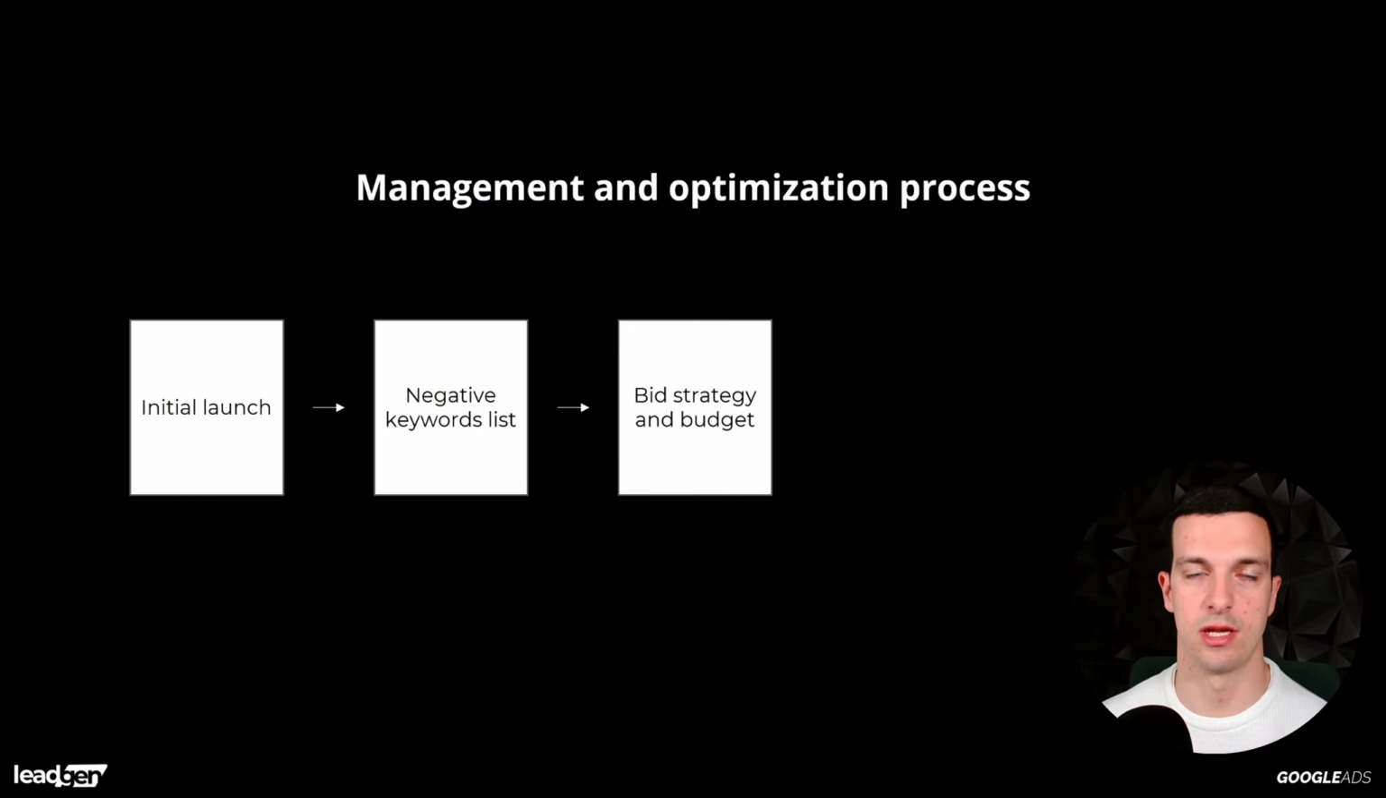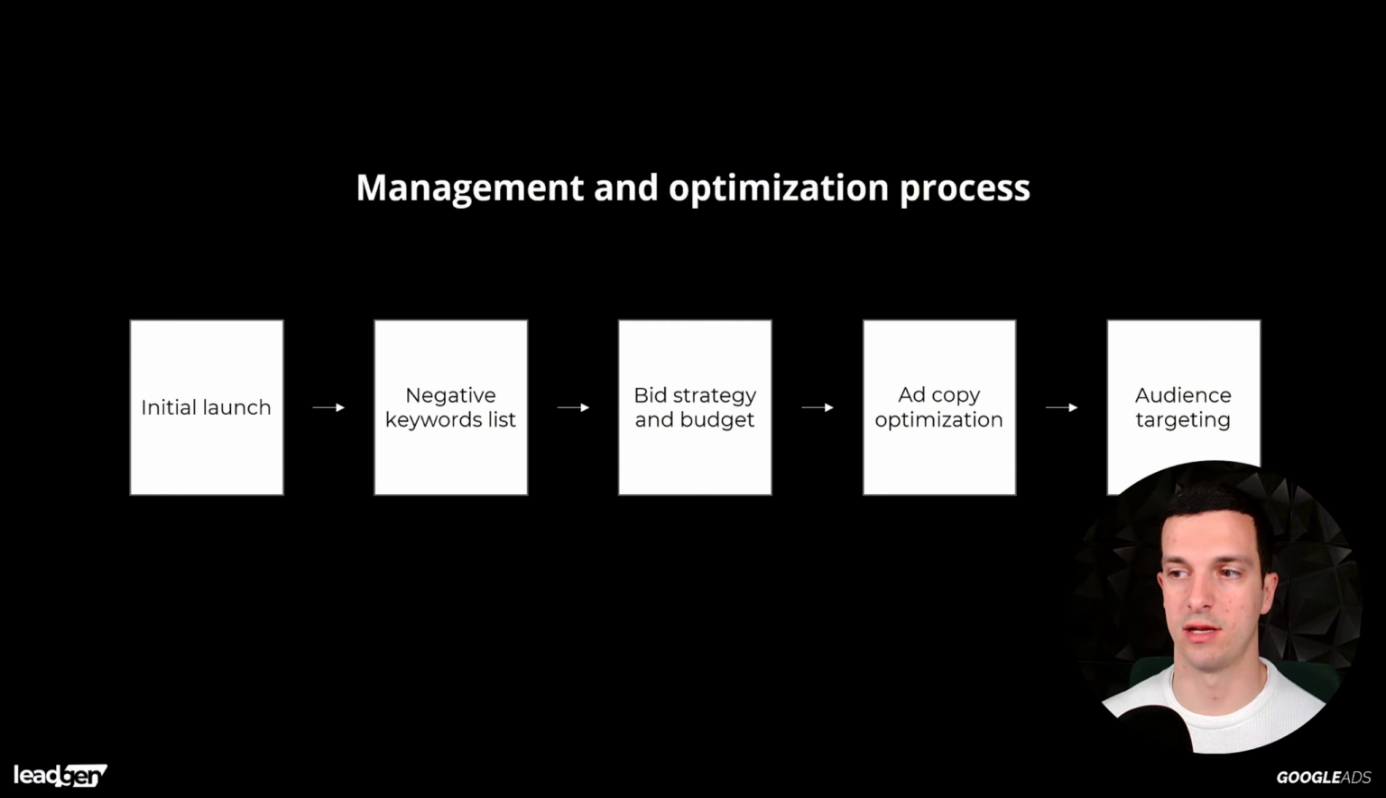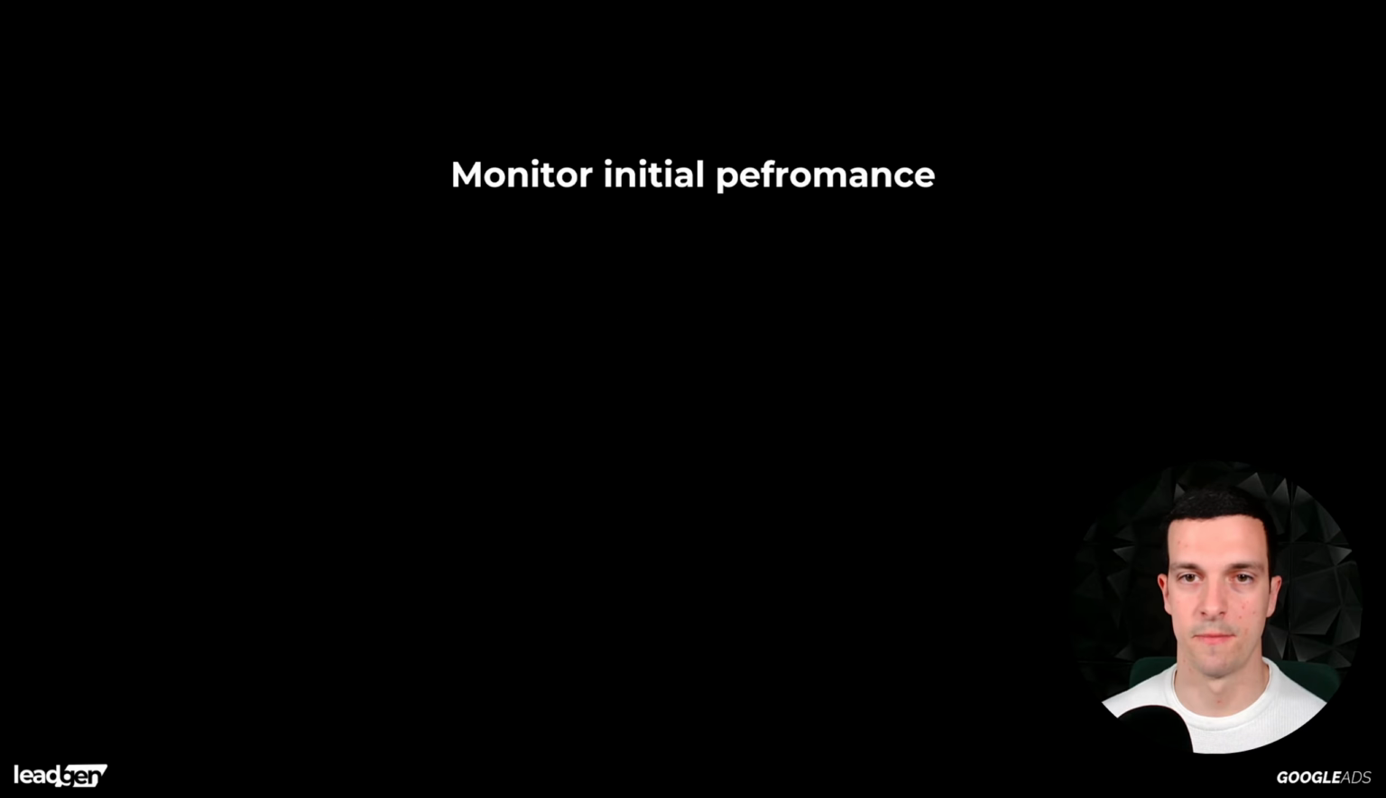Then bid strategy and budget optimization. So if it's going well, you can spend a lot more. You can change the bid strategy, which we're gonna cover, and then the ad optimization process. So basically adding new ads, testing different stuff, and trying to beat what you got running so far. And then audience targeting, like adjusting bids on devices, adding some in-market audiences or targeting audiences, and trying that as well.